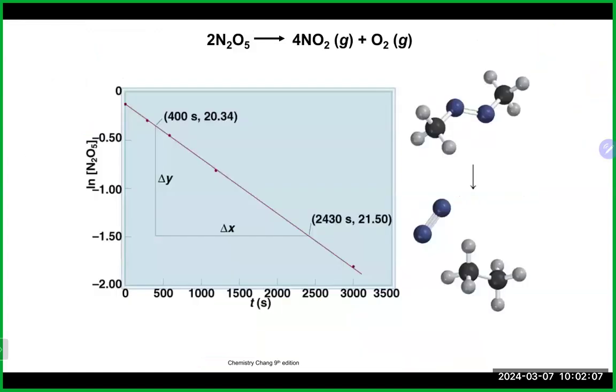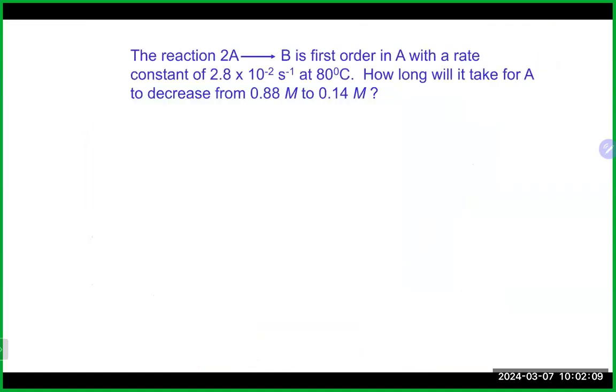All right, so let's take a look at one here and try our math. The reaction of 2A goes to B is first order with a rate constant of 2.8 times 10 to the minus 2 reciprocal seconds. How long will it take to go from 0.88 to 0.14? So how much time will it take? Take a moment and see what you come up with there.